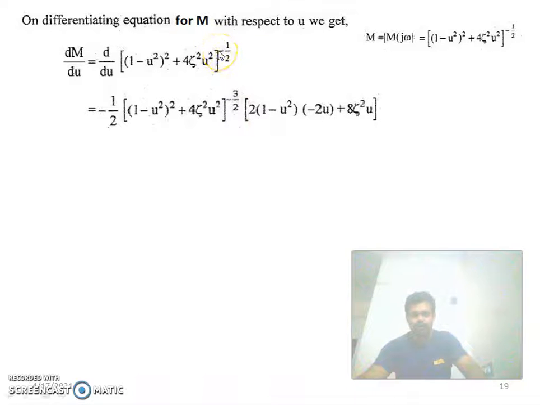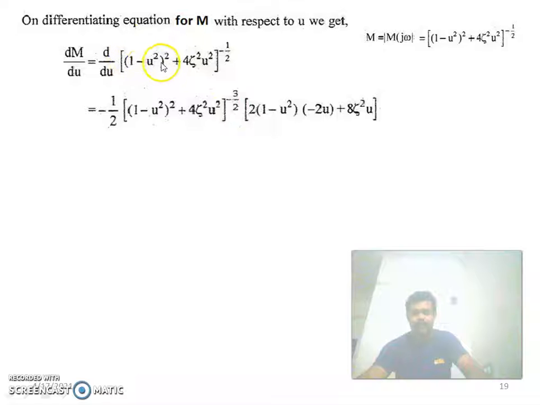So first, n is nothing but minus 1 by 2. Then the whole thing we are taking as x. So (1 minus u square) the whole square plus 4 zeta square u square, to the power of minus 1 by 2 minus 1. It is nothing but minus 3 by 2. Now you have to differentiate the term inside.